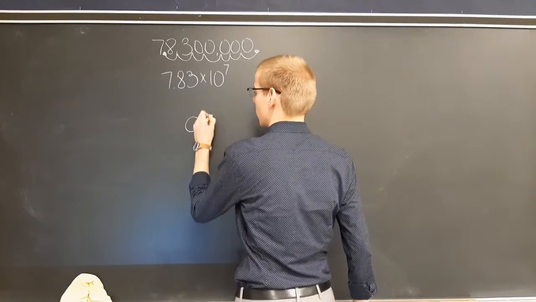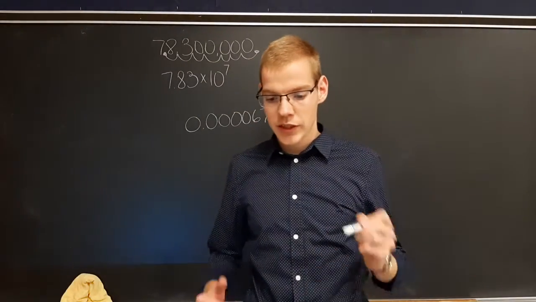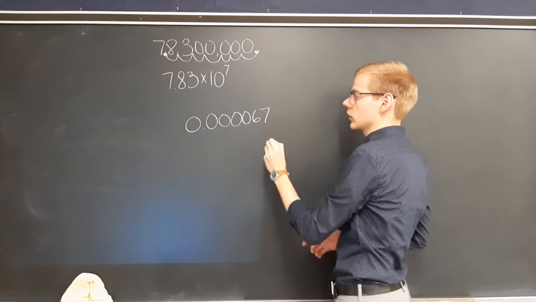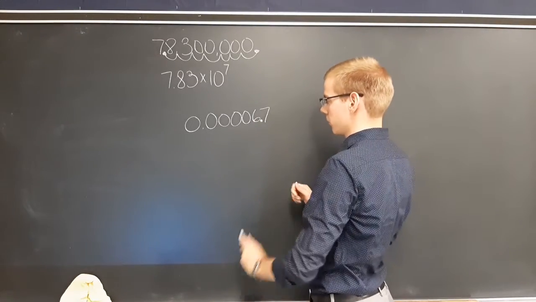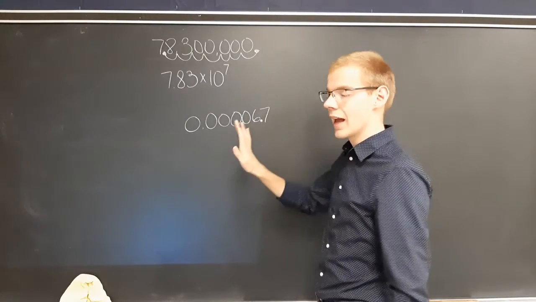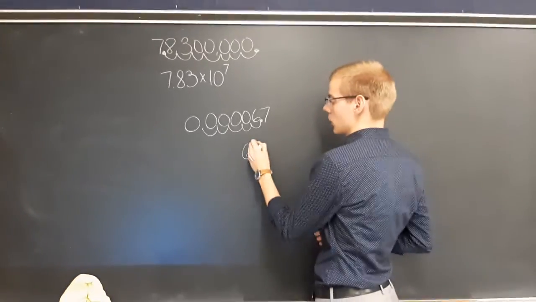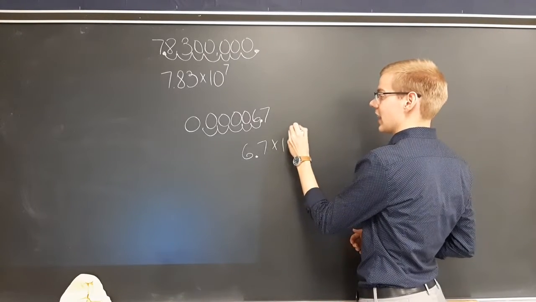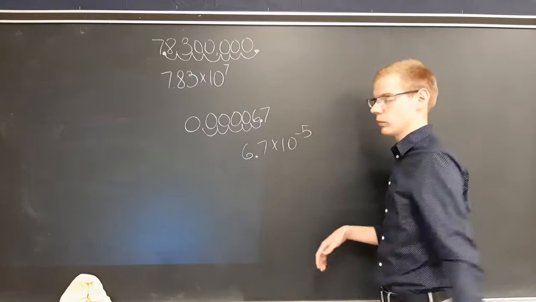0.000067. Now changing this to scientific notation, you move it over until you only have one number left, the number right after the last 0. So 1, 2, 3, 4, 5. So 6.7 times 10 to the power of negative 5.